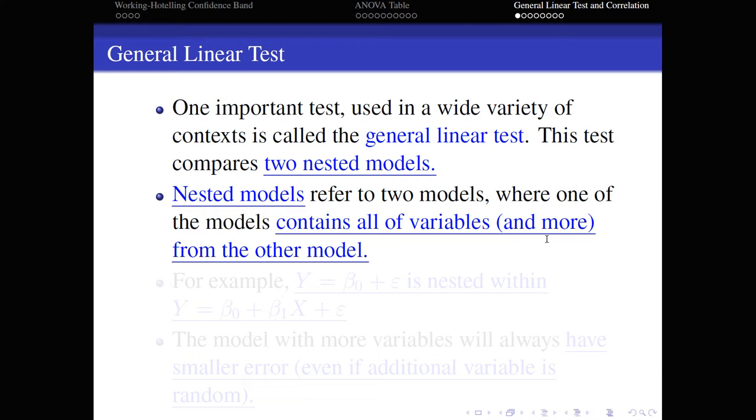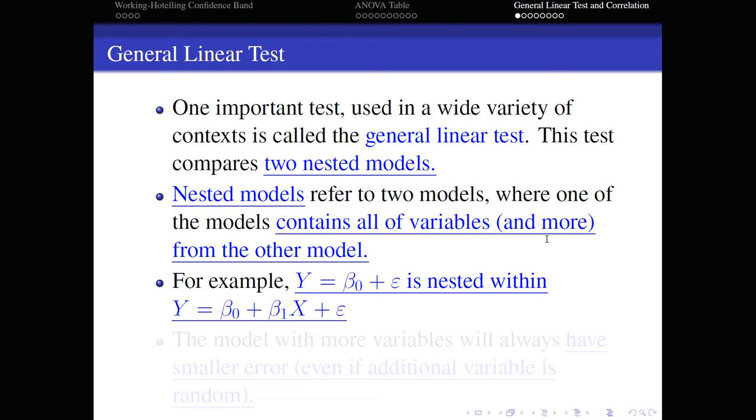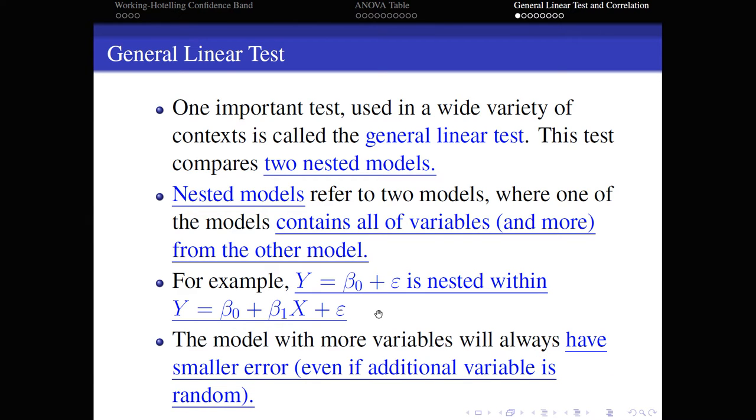So, for example, we might have just an intercept only model, so y equals beta plus error, so just intercept. And then we would have something with intercept and the slope. So in this case, this first model would be nested within the second model because the second model has all of the variables from the first model and more. Now, the general approach of the general linear f-test is going to be to look at the error that's present in both of these models, but it's important to understand up front that the model with more variables will always have less error than the model with less variables.